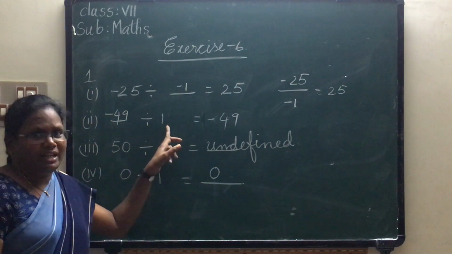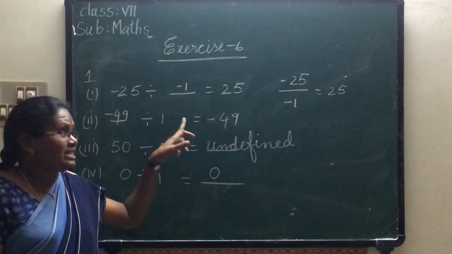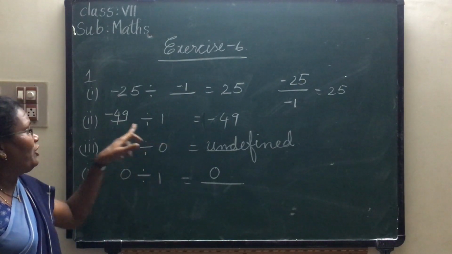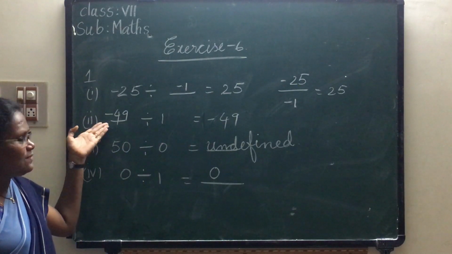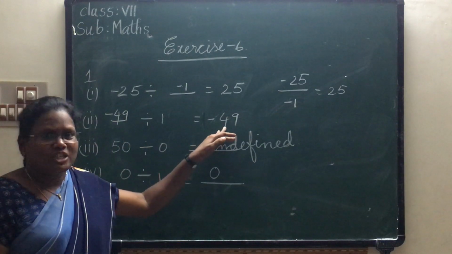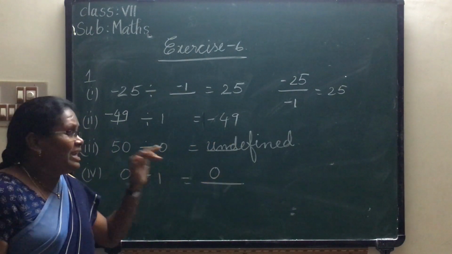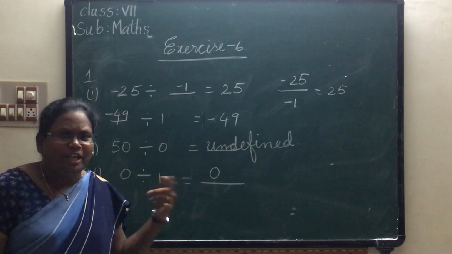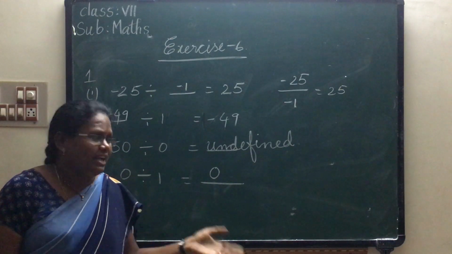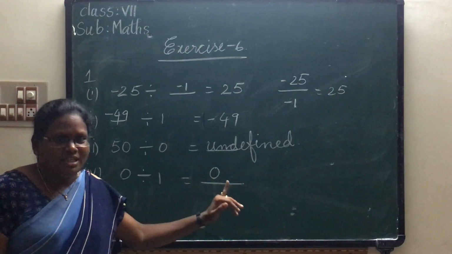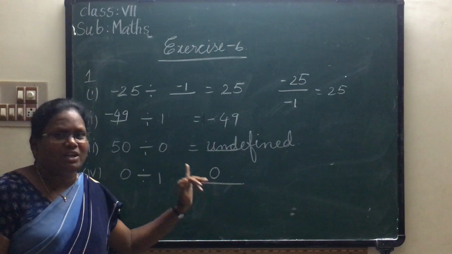Dash divided by 1 is equal to minus 49. What is the number here? Minus 49 divided by 1 is equal to how much? Minus 49. 50 divided by 0 is equal to undefined. Any number divided by 0 is equal to undefined. 0 divided by any number is equal to 0.